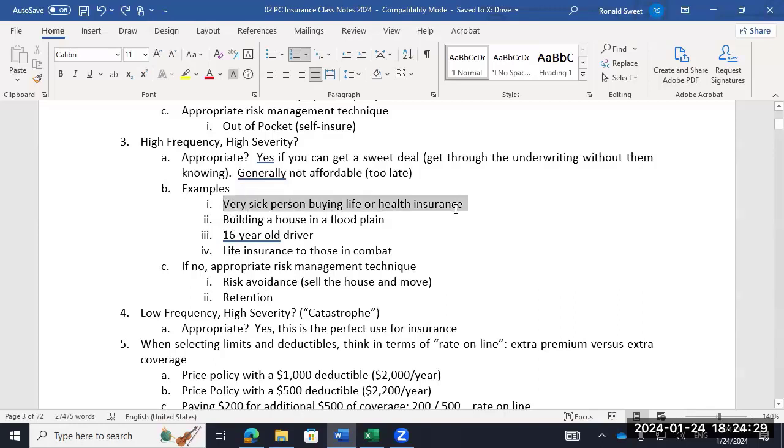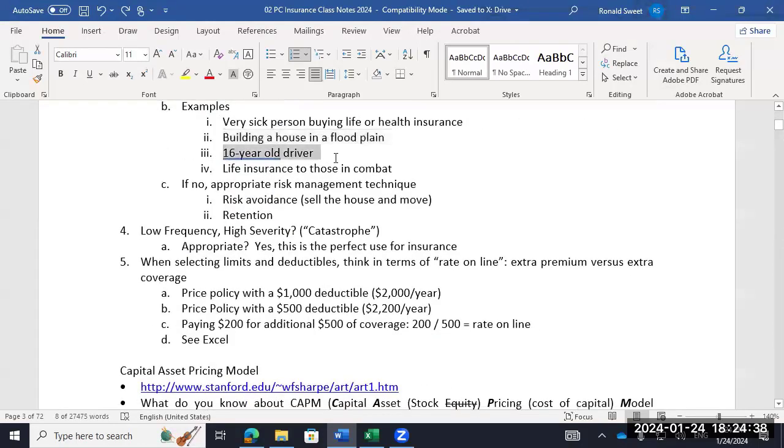So a really sick person trying to buy life or health insurance probably waited too late. They should have bought it while they were still healthy. Building a house in a floodplain, or a 16-year-old driver, you might say, what's the age in Texas? It's 16 still? Yeah, just checking. 15 for a learner's permit. Oh, really? My friends on Facebook post, hey, look who's driving now. I'm like, oh man, keep them out of my neighborhood. War: most life insurance companies don't cover war risk.